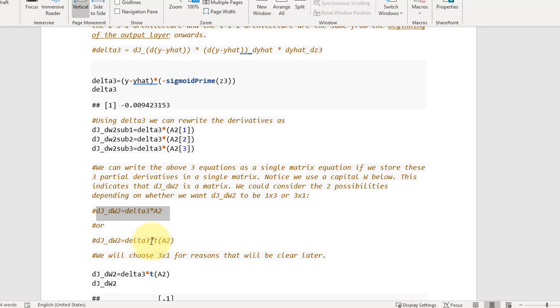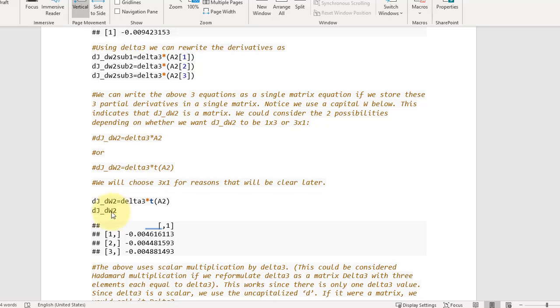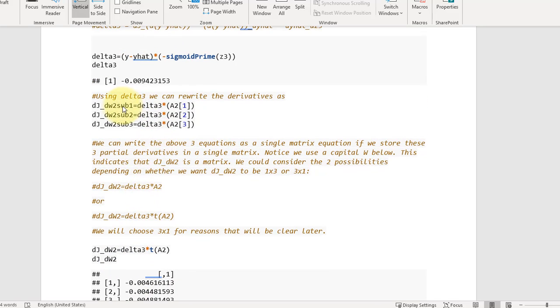But if we do the transpose first and then multiply by delta 3, then this will be a 3 by 1. So we will choose 3 by 1 for reasons that will be clear later. But it doesn't matter exactly. We'd have to adjust other factors. But anyway, we're going to do the transpose. So now we can see what our matrix is. And here's what it is. So it has the 3 partial derivatives here. And those are the amounts that we're going to have to adjust: W2 sub 1, W2 sub 2, and W2 sub 3.